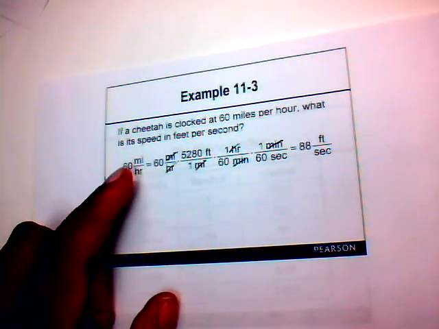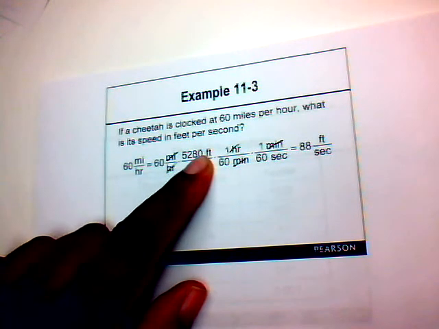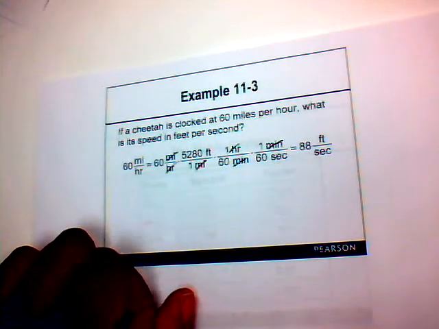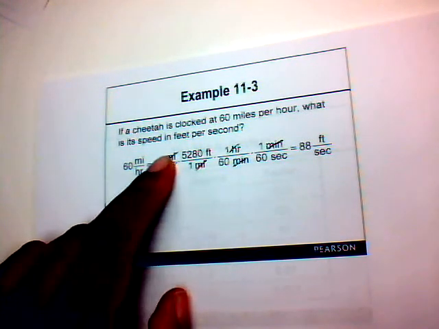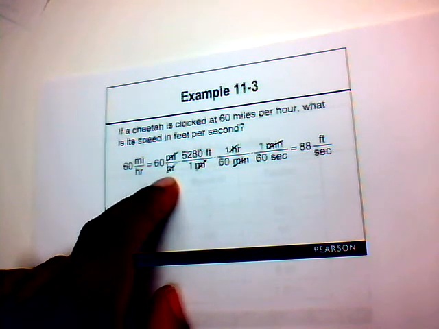Keep in mind, whatever you want to convert from will be in your denominator. Whatever you want to convert to will be in your numerator. So 5,280 feet will be on top, and the 1 mile will be in the denominator. That way these miles divide out. So it'll be in feet per hour. We need feet per second.